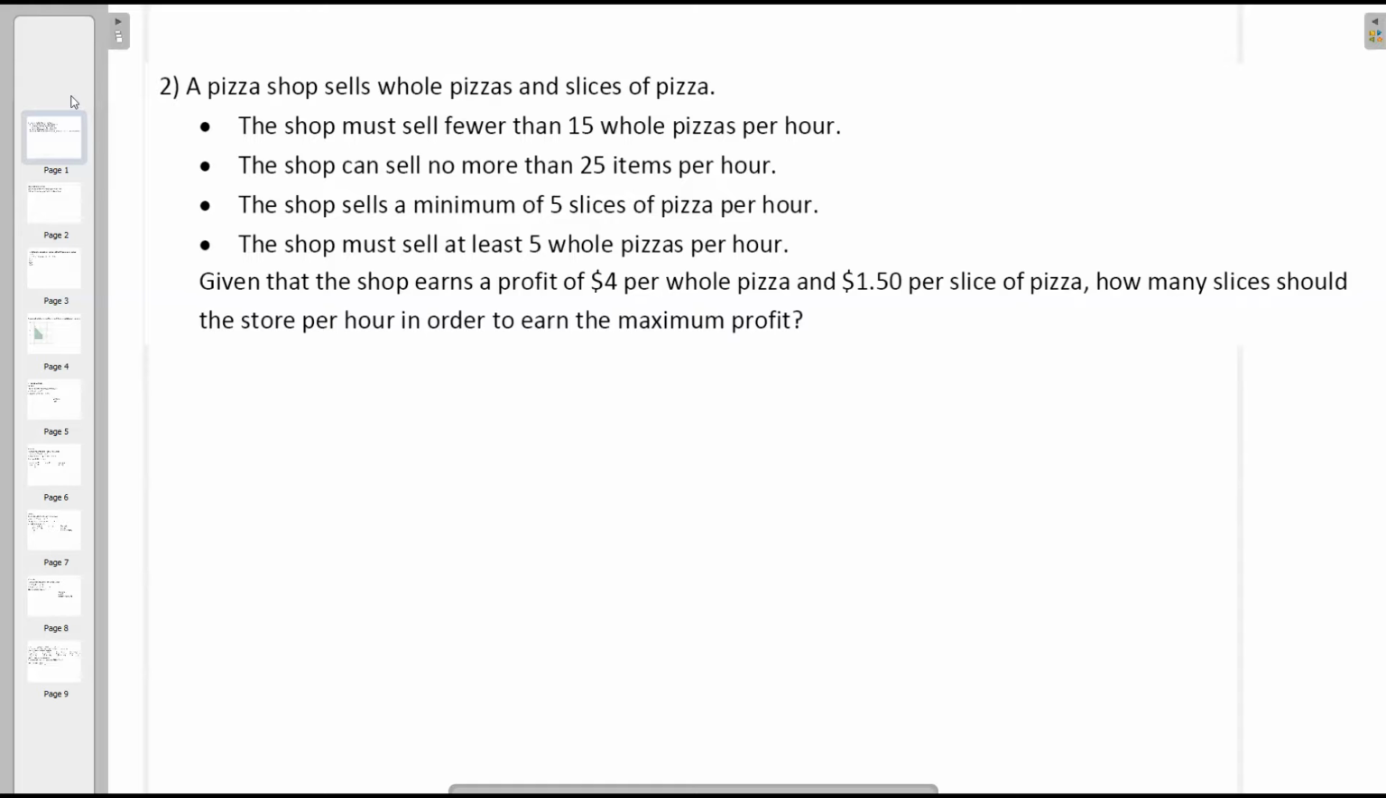Given that the shop earns a profit of $4 per whole pizza and $1.50 per slice of pizza, how many slices should the store sell per hour in order to earn the maximum profit?